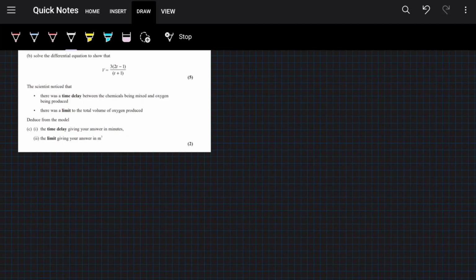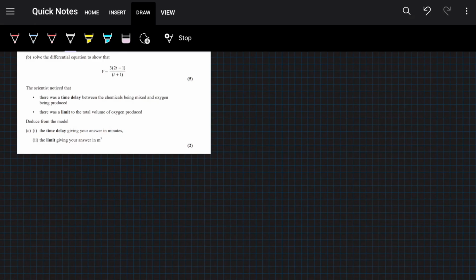So let's answer part C. We are told that there was a time delay between the chemical being mixed and oxygen being produced. That means there was 0 oxygen produced. So instead of v, we write 0 equals 3 times 2t minus 1 over t plus 1. So we want to find what t is.